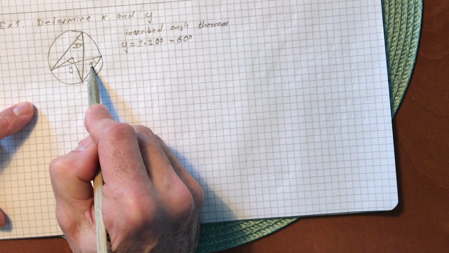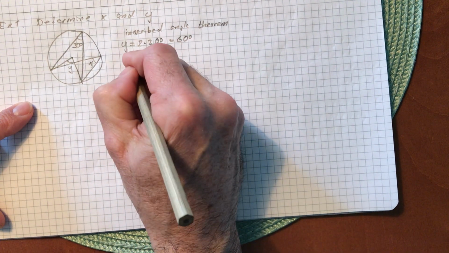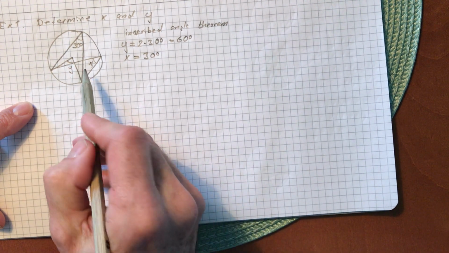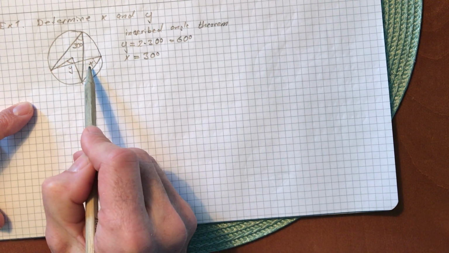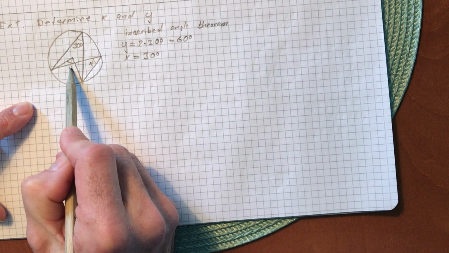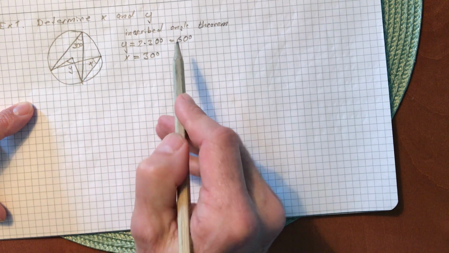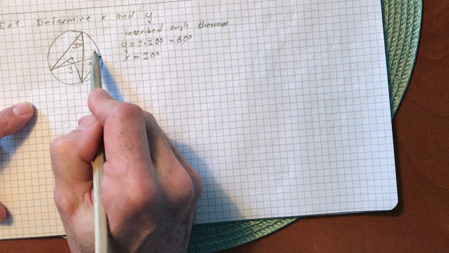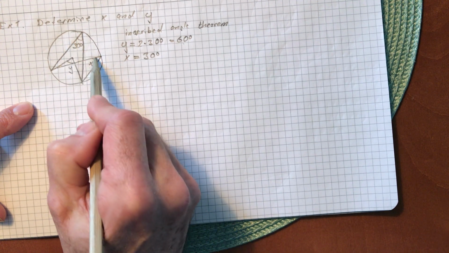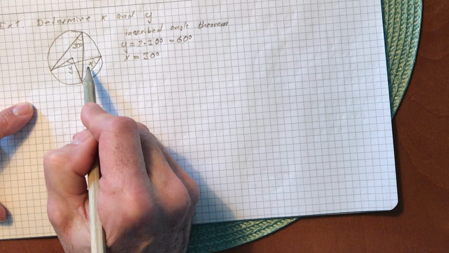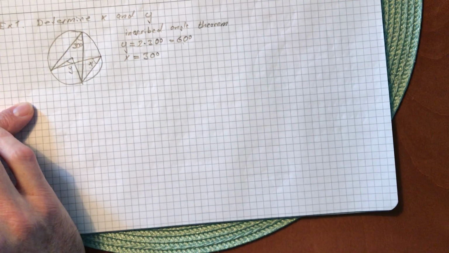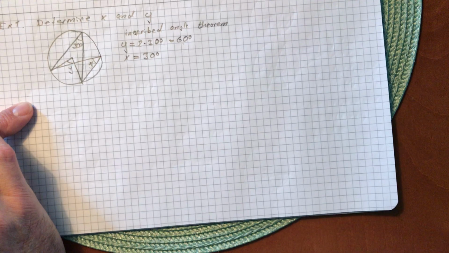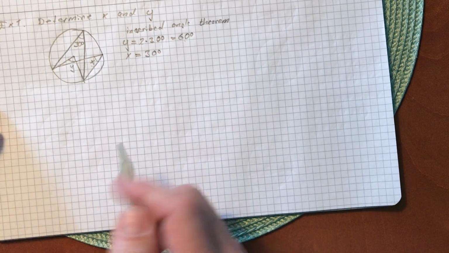Now, this angle, x, is equal to 30 degrees, because this angle is half of this angle, and that angle was 60. So therefore you can see that all angles inscribed on the circumference of the circle have the same value. So if this is 30, this has to be 30. Okay.